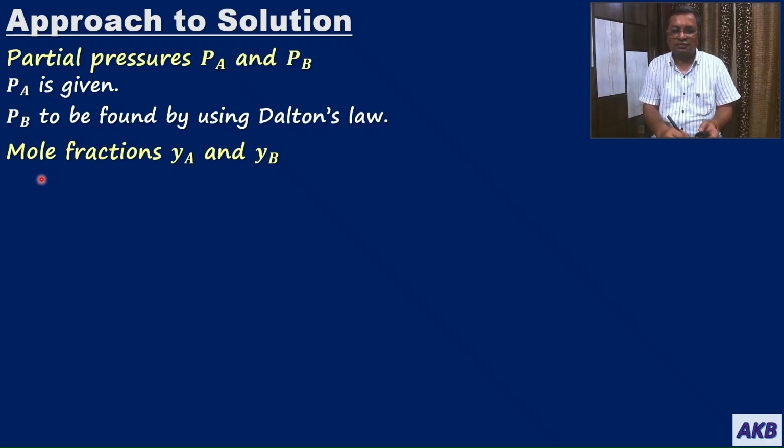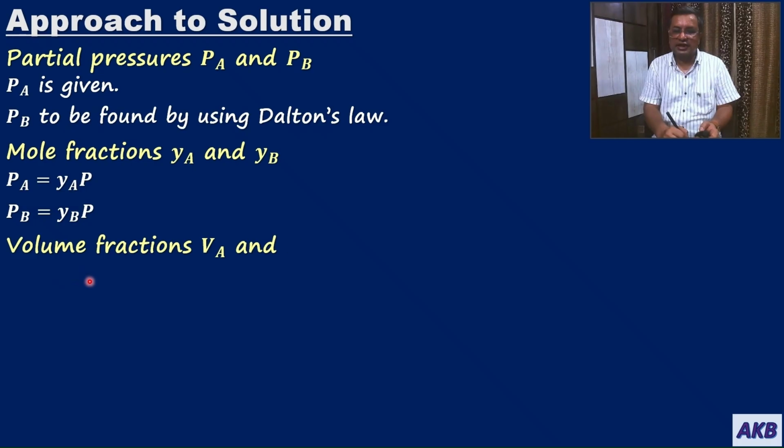Then we will be getting mole fractions, that is Ya and Yb. And for that we will be using this relation. Pa is Ya into P, that is partial pressure is equal to mole fraction into total pressure. Same is the case for component B. Its partial pressure is equal to its mole fraction into total pressure.